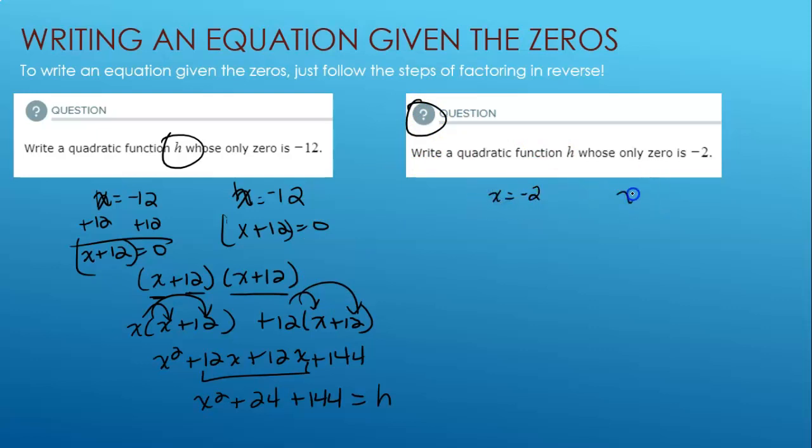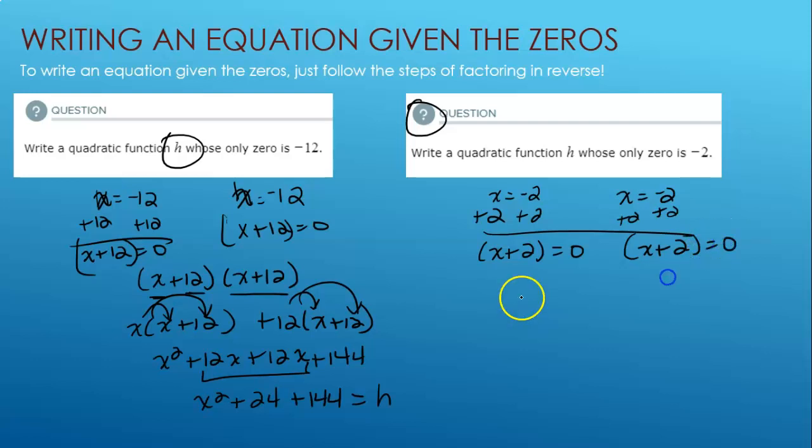You should have made both of your zeros equal to -2. You need these to be equal to 0, so we add 2 to each side to make that happen. So now I have x plus 2 equals 0 and x plus 2 equals 0.